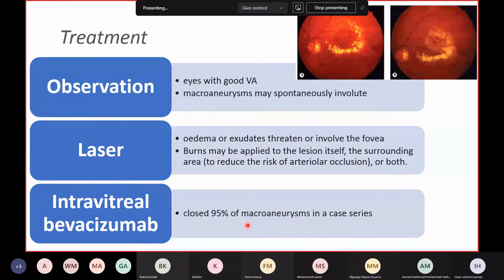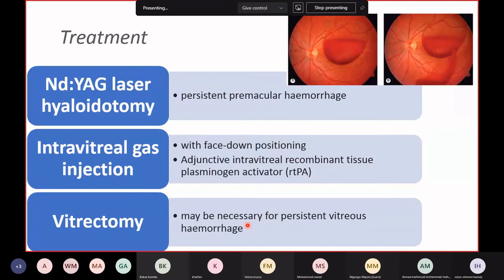Again, if there is pre-retinal hemorrhage, we may do either vitrectomy and drainage of this hemorrhage, or we may do what we call the YAG laser hyaloidotomy. So we use the YAG laser to pierce the cortical vitreous, and it will allow the blood to diffuse from the pre-retinal space to the vitreous cavity, where it becomes dispersed and the body will absorb it quicker.